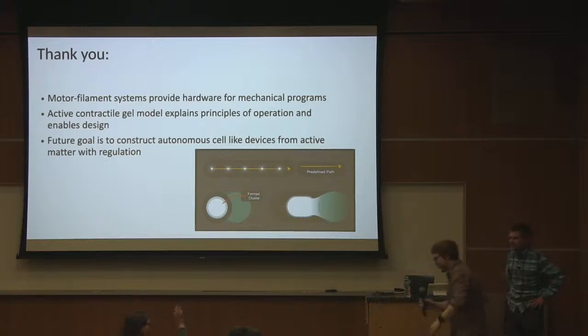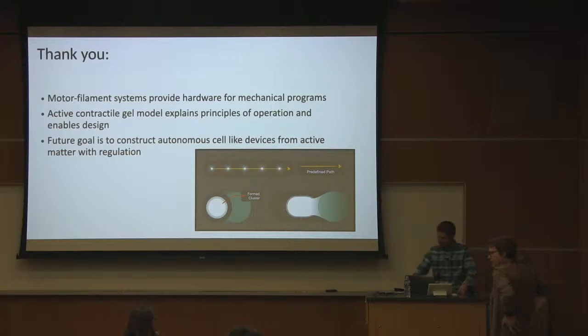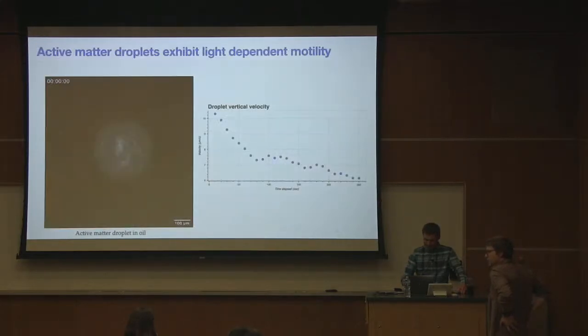Questions? Oh, okay. Hey, Matt, that was really cool. I have a question about your drops that could do forward motion when you shine light on them. If you do that to many, many droplets, do they all go in the same direction or do they just go in a direction? And how can you control that to make them autonomous?